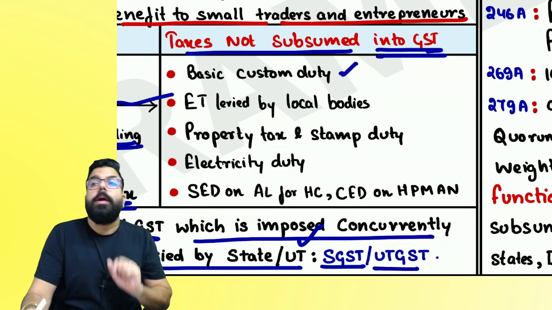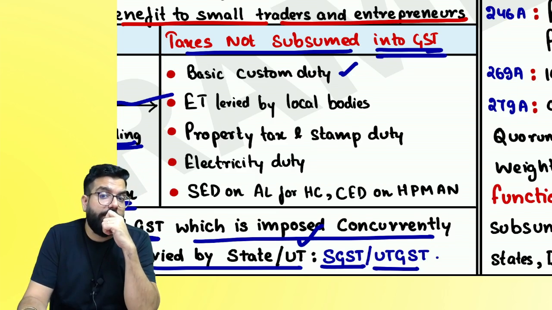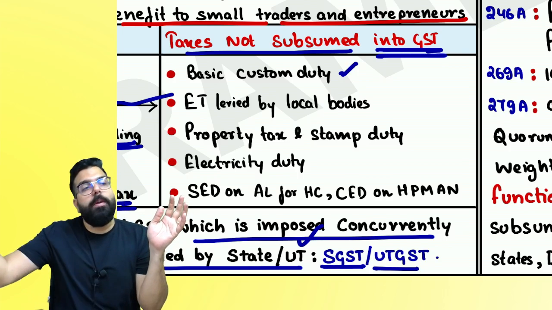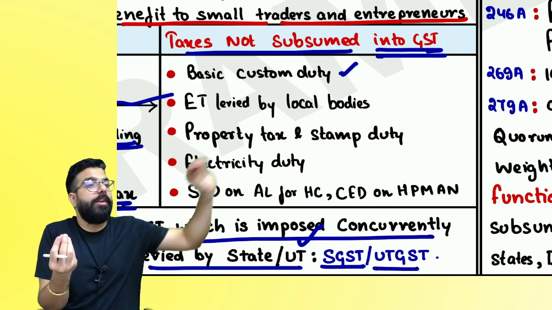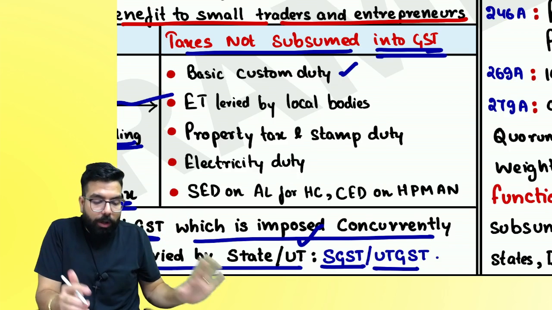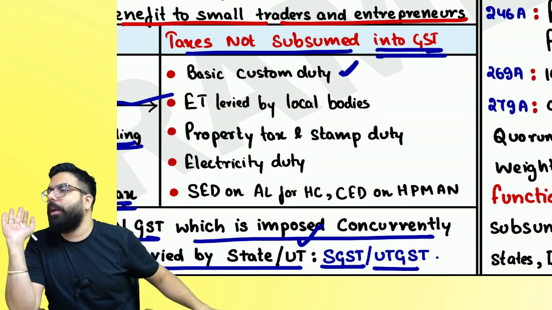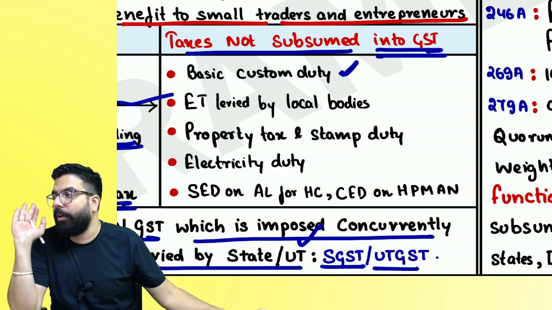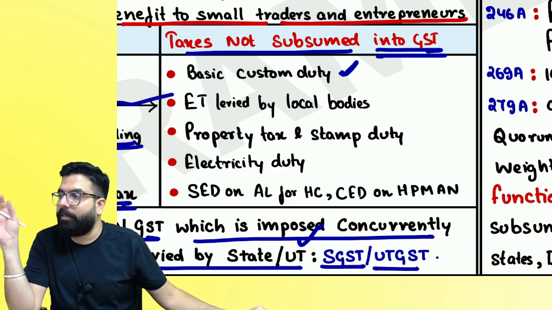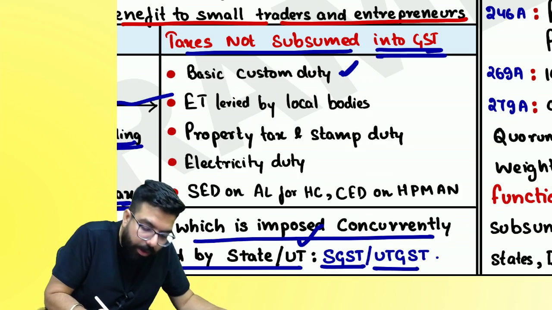Number one, basic custom duty. What is basic custom duty, everyone? When you import, you have to pay import duty. When you export, you have to pay export duty. All those basic custom duties are an international level law. Internationally, every country is charging and it will continue.